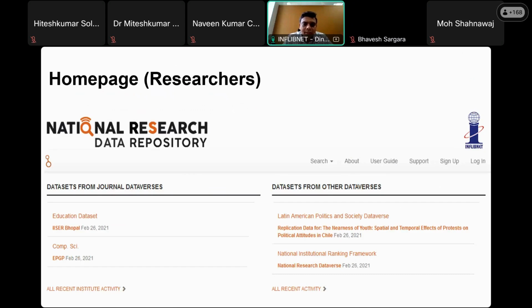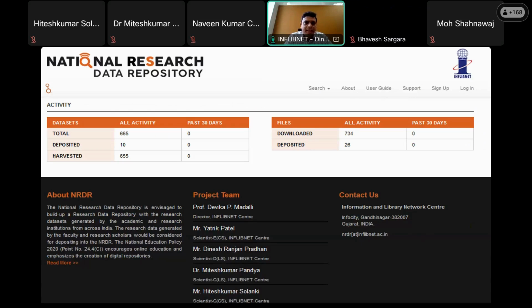Like you can see, there are sub dataverses, like we have created an education dataverse or a computer science dataverse, and again some sub dataverse like the NIRF dataverse. So this kind of sub dataverse can also be created, and after that you can also view how many are deposited, how many records are harvested, and how many records are downloaded. So those kinds of activity tracking are also available on this Dataverse portal.